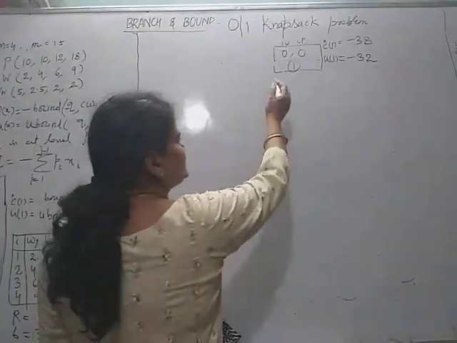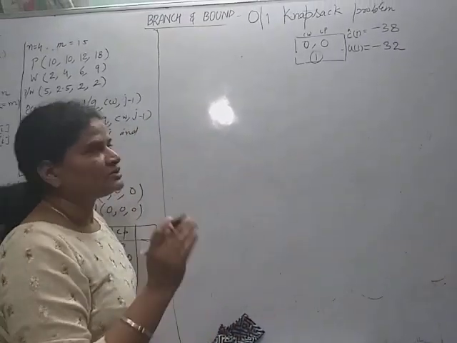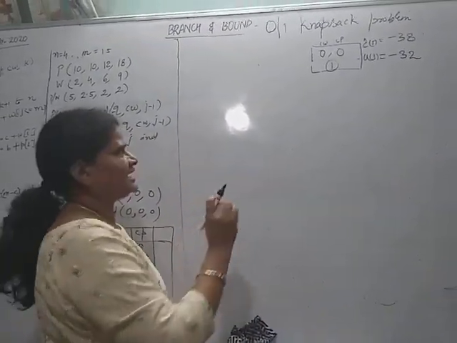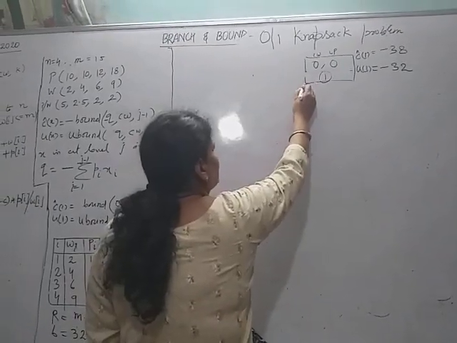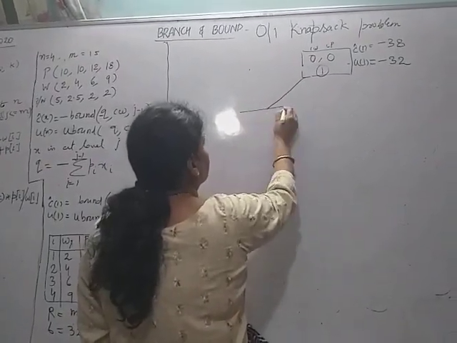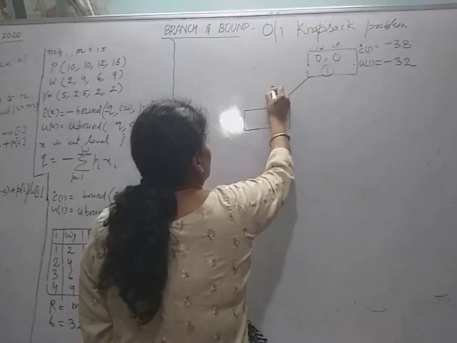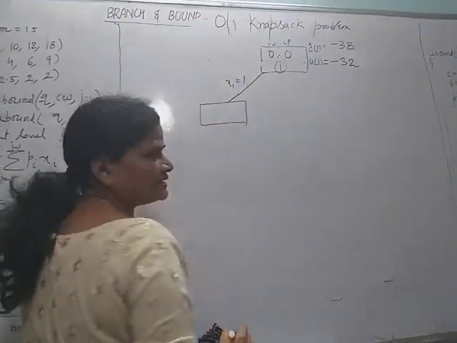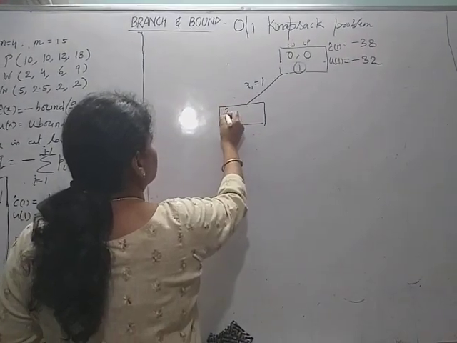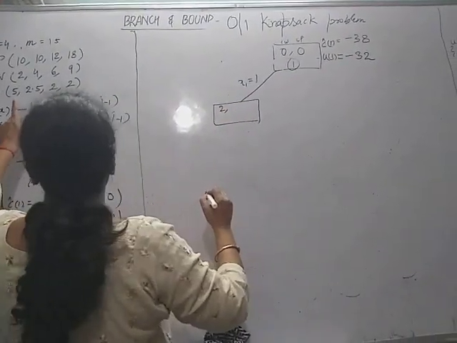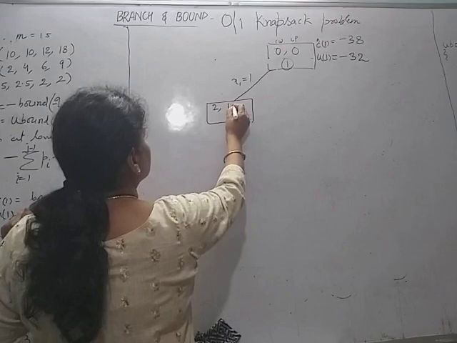Now because this is the only live node, first this live node is explored. It will generate all its children. As there are 2 children only, x1 equal to 1 means the first object is added. So CW is 2 and the CP is 10.